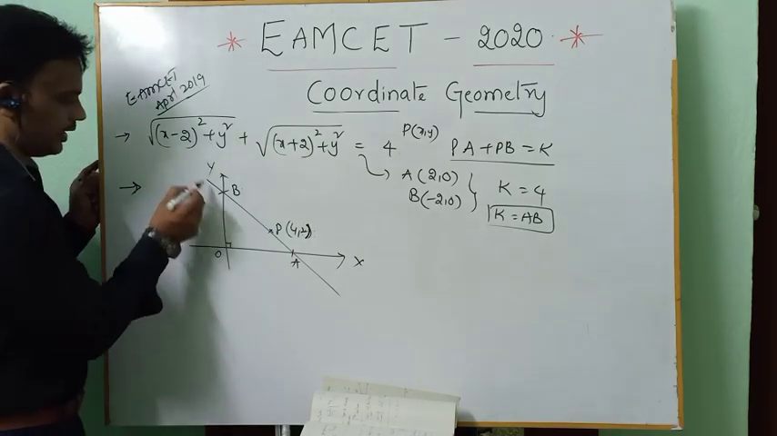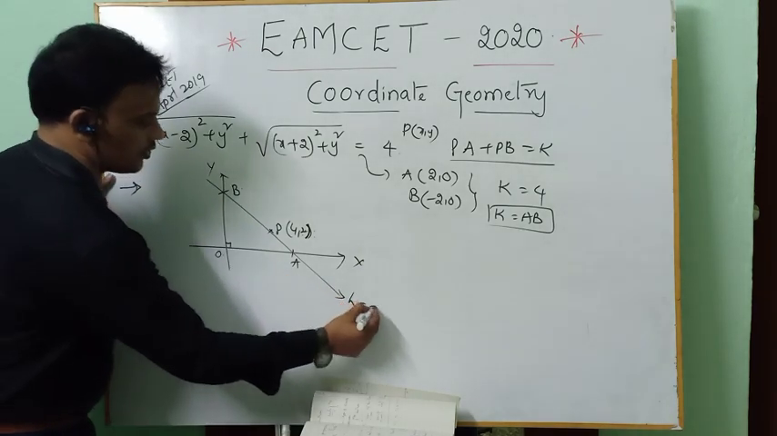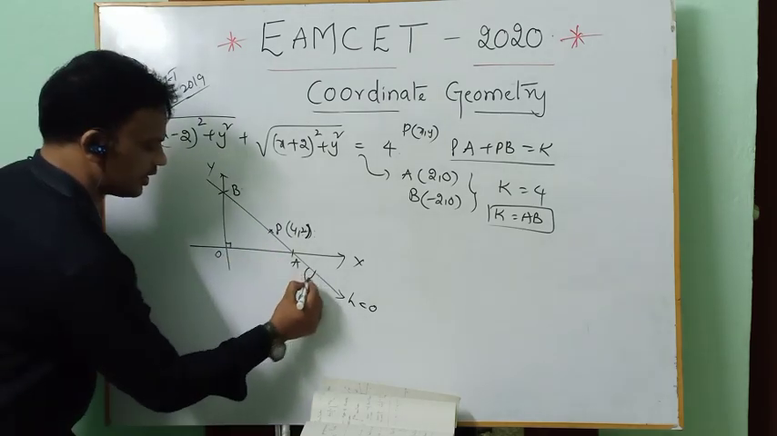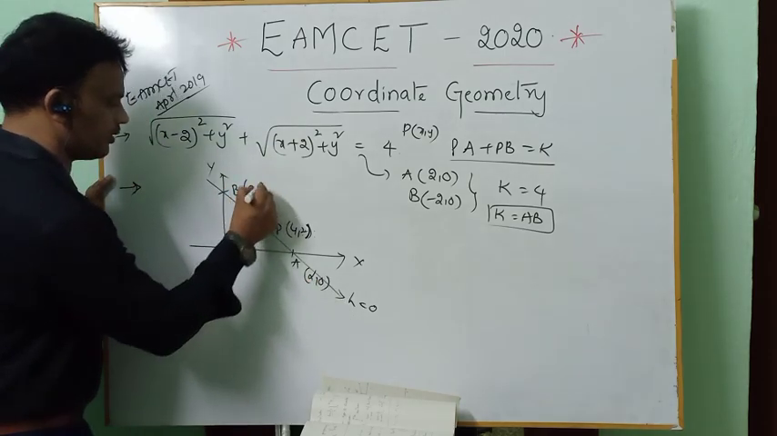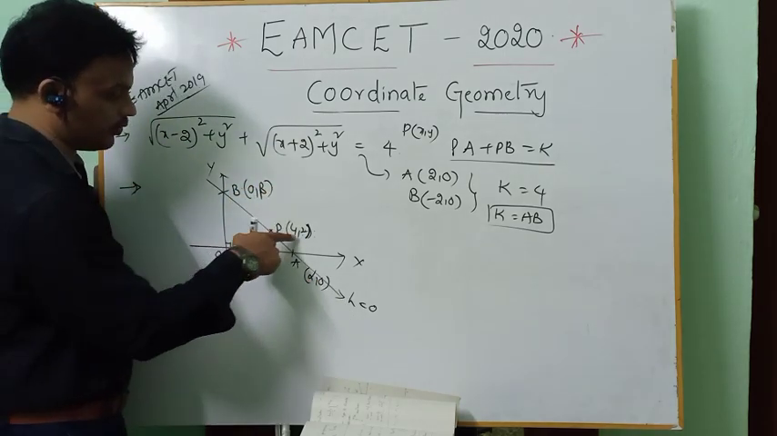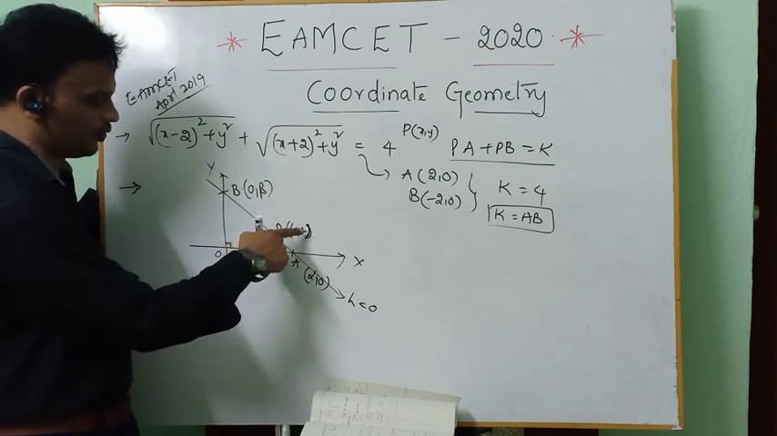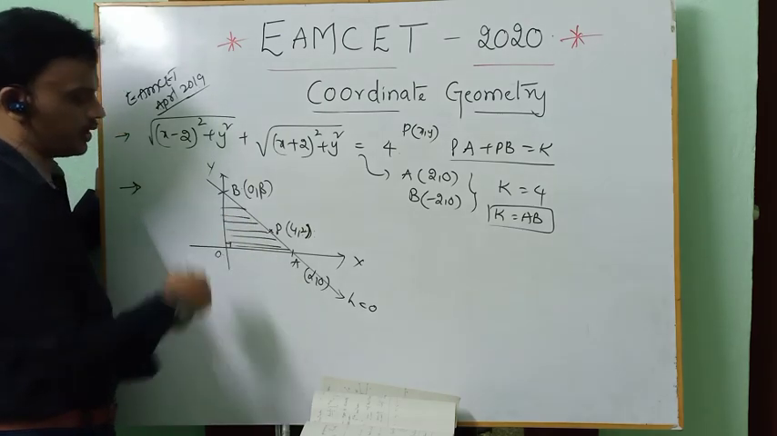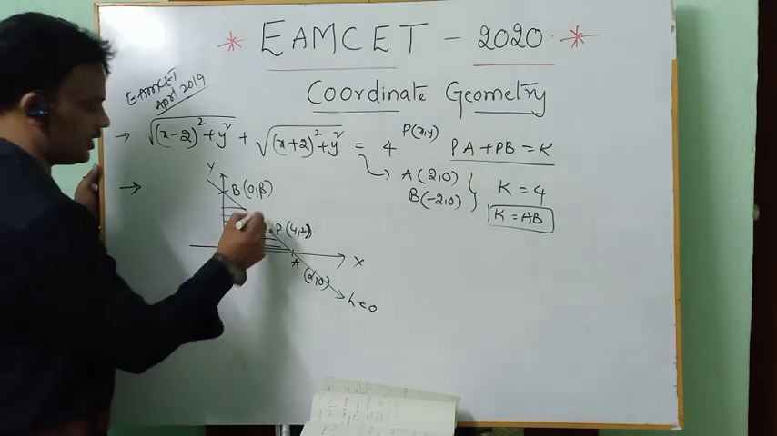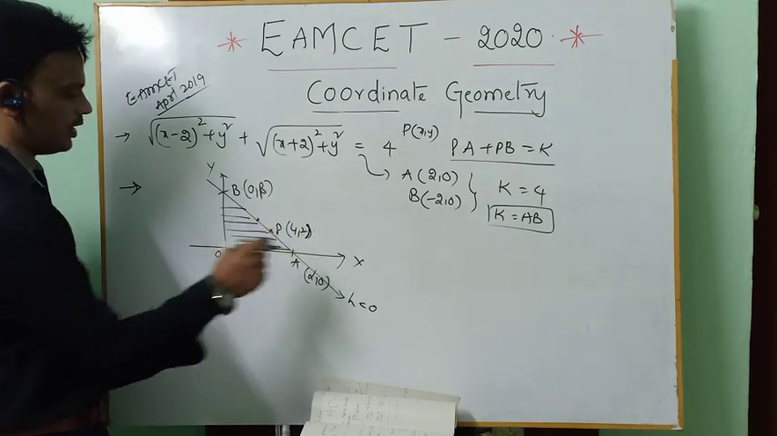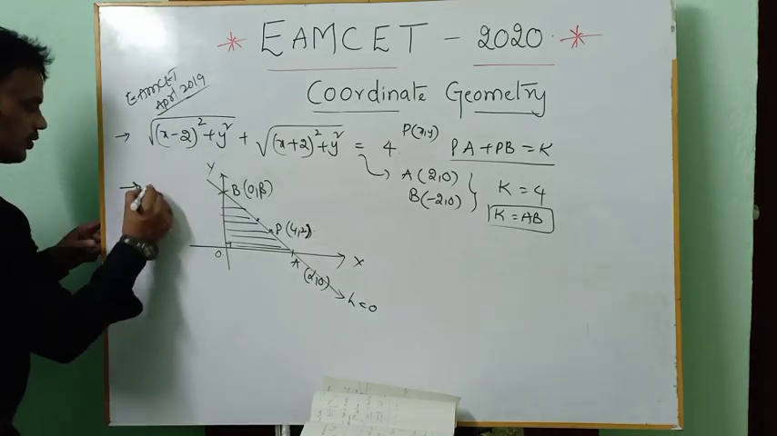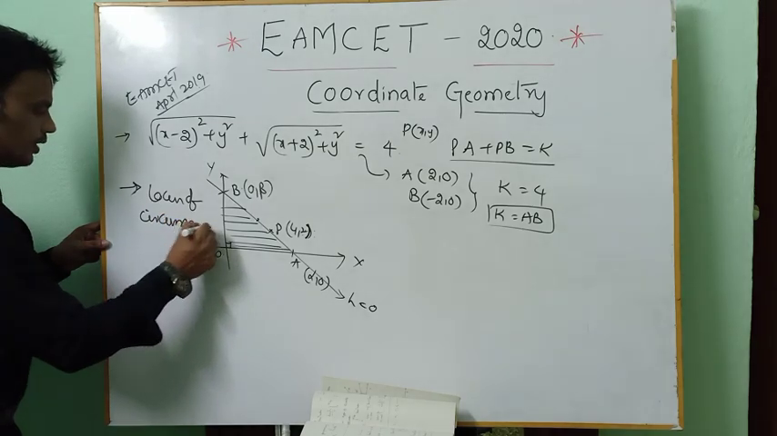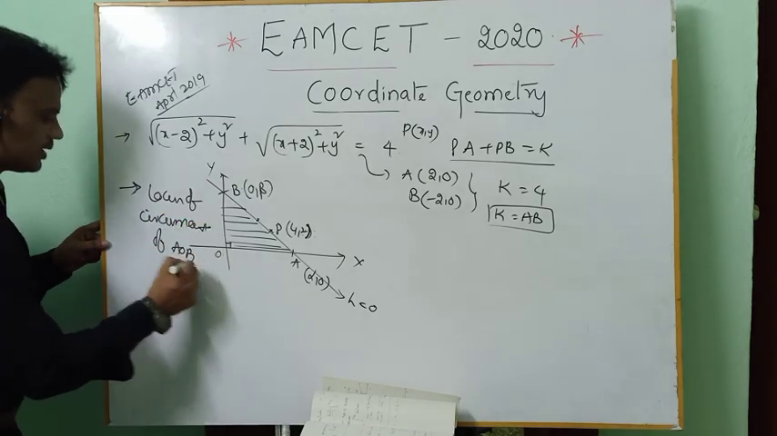They ask that there is a line L equals 0 which cuts the coordinate axes at A and B. We don't know the points, so let us take them as alpha comma 0 and 0 comma beta. It is passing through the point 4 comma 2, and it forms a triangle AOB with the origin. Finally, they are asking: what is the locus of the circumcenter of the triangle AOB? Like this they are asking.